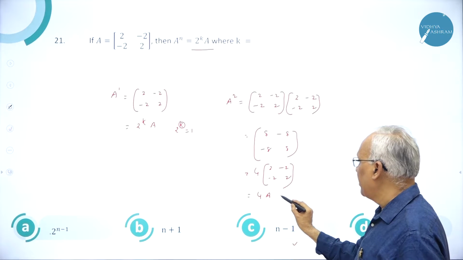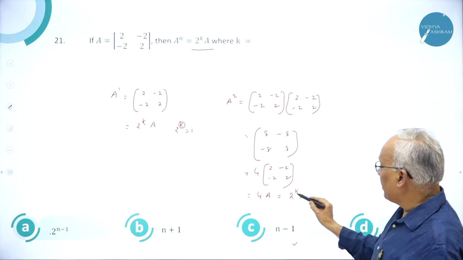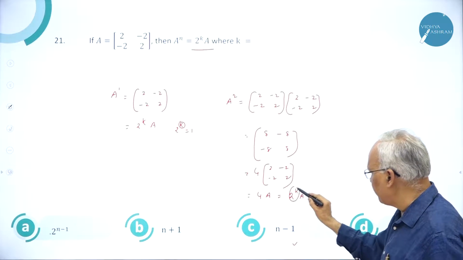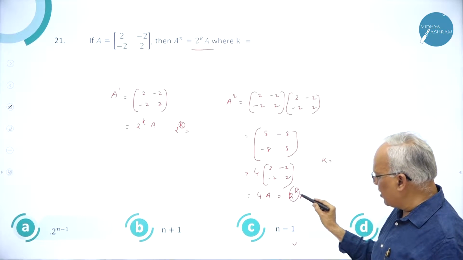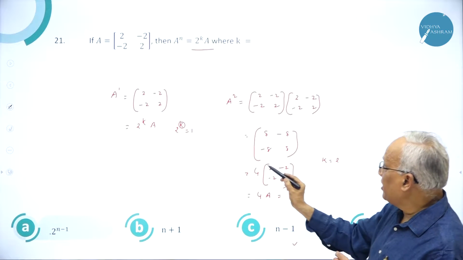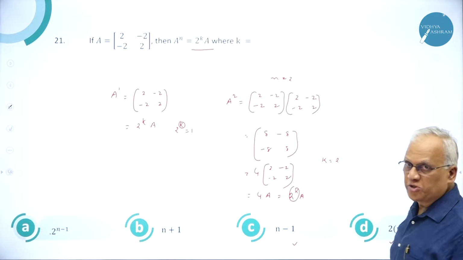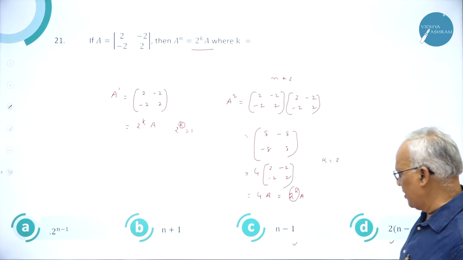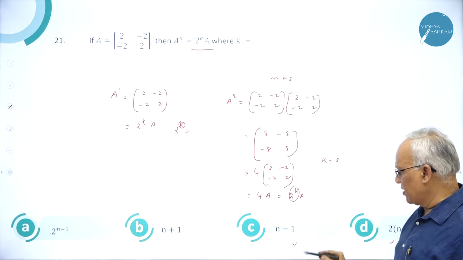So it should be 2 to the power of k times a. So n equal to 2, you must know. What is the k value? 2 power what is equal to 4? k equal to 2. Now for n equal to 2, here you have taken n equal to 2. For n equal to 2, k should be 2. So don't substitute there, okay? That is gone. If you put n equal to 2 here, k becomes 1. So that is not correct.